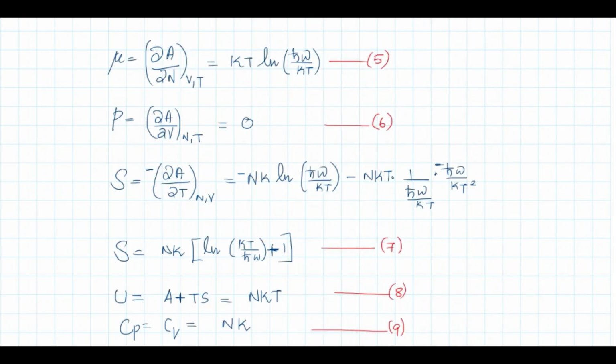Once we have the Helmholtz free energy, you can take the partial derivatives with respect to n, with respect to v, with respect to T in order to obtain chemical potential mu, pressure p and entropy s.